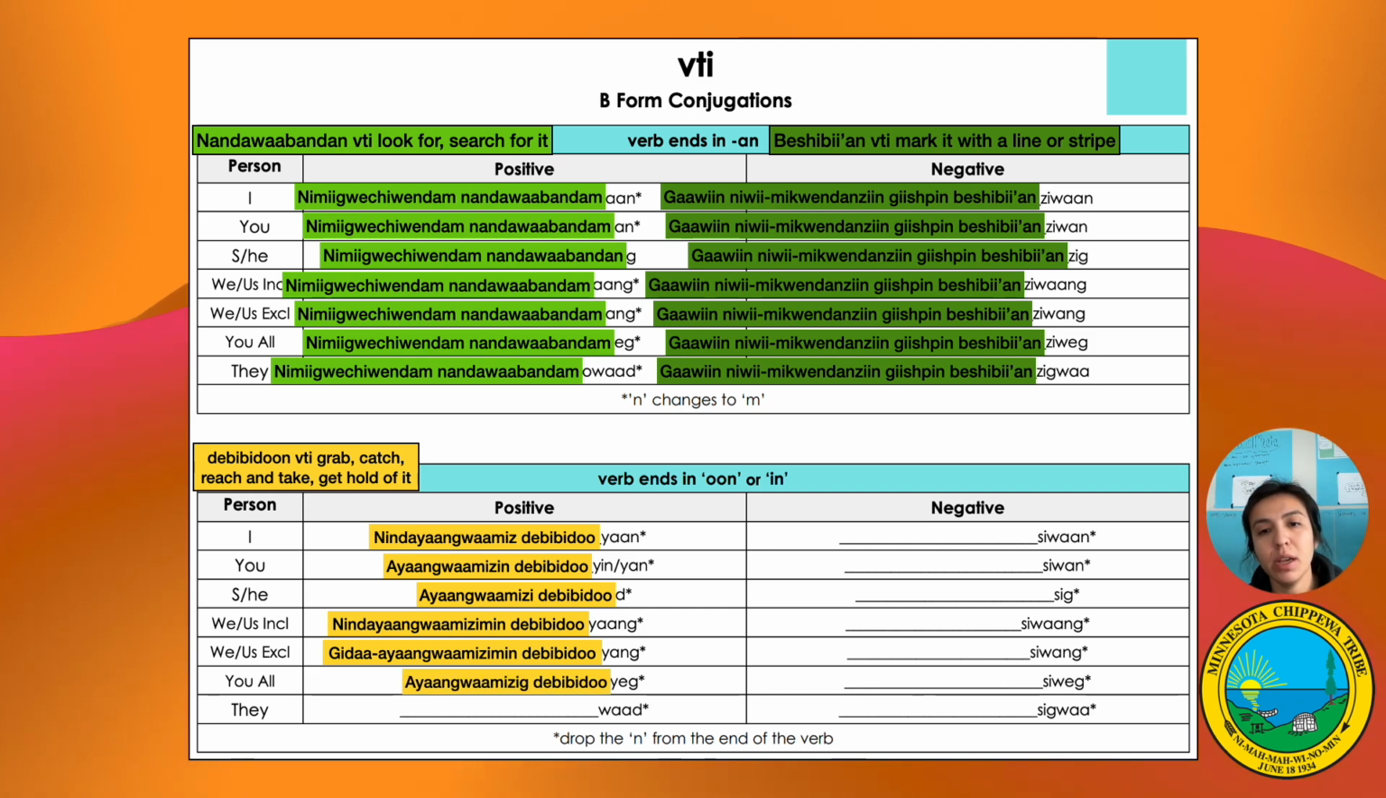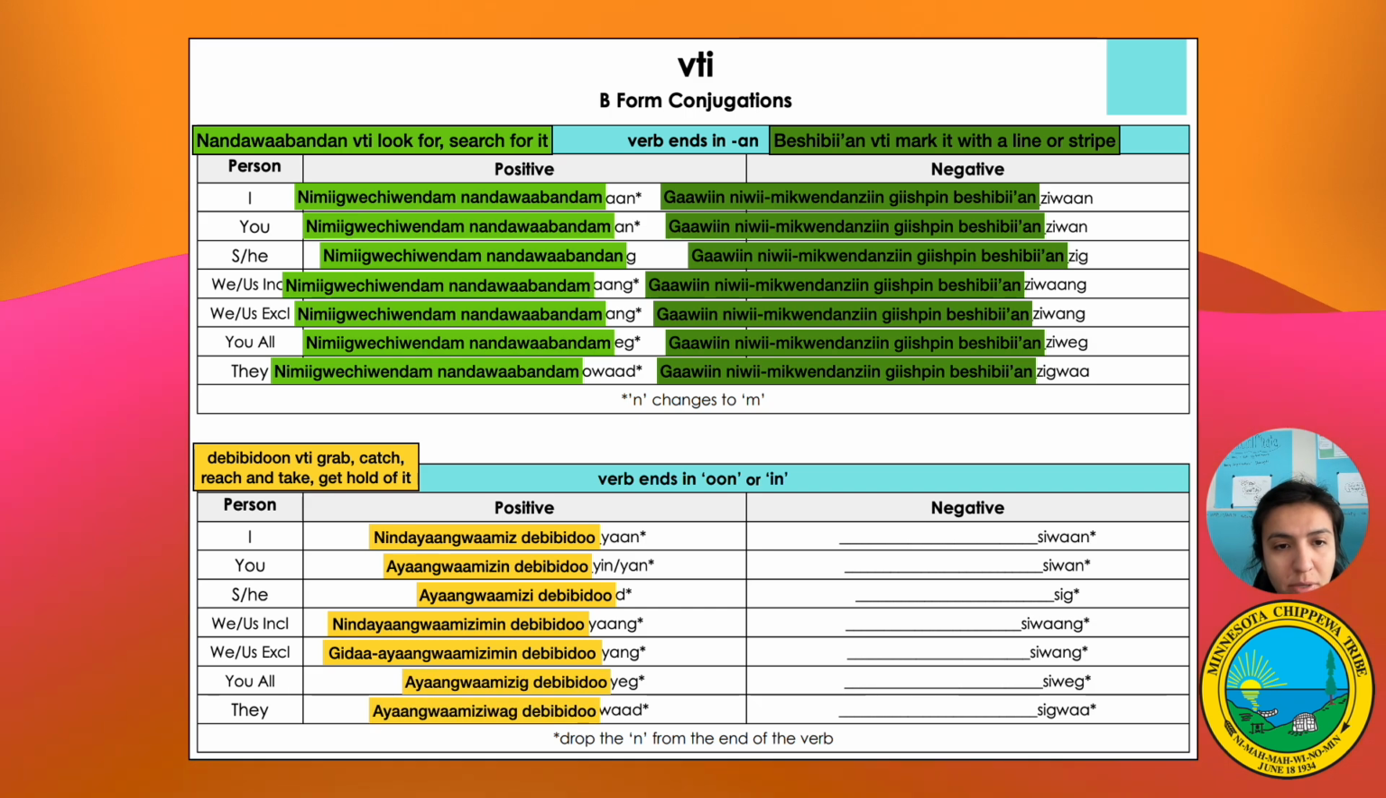Ayangwamizig debibiduyeg. Be careful when you grab it. Ayangwamiziwag debibiduwad. They are careful when they grab it. All right, I added another verb in here for this to make sense.